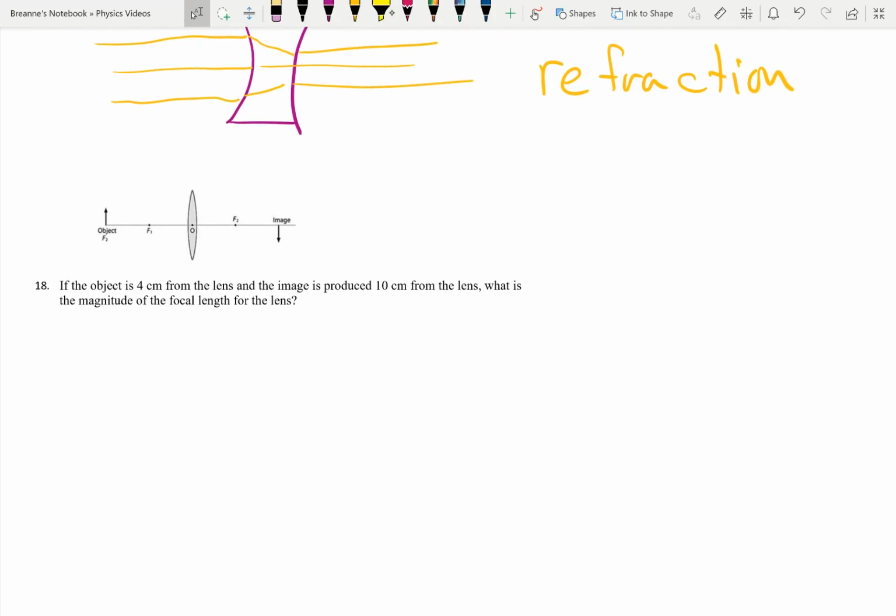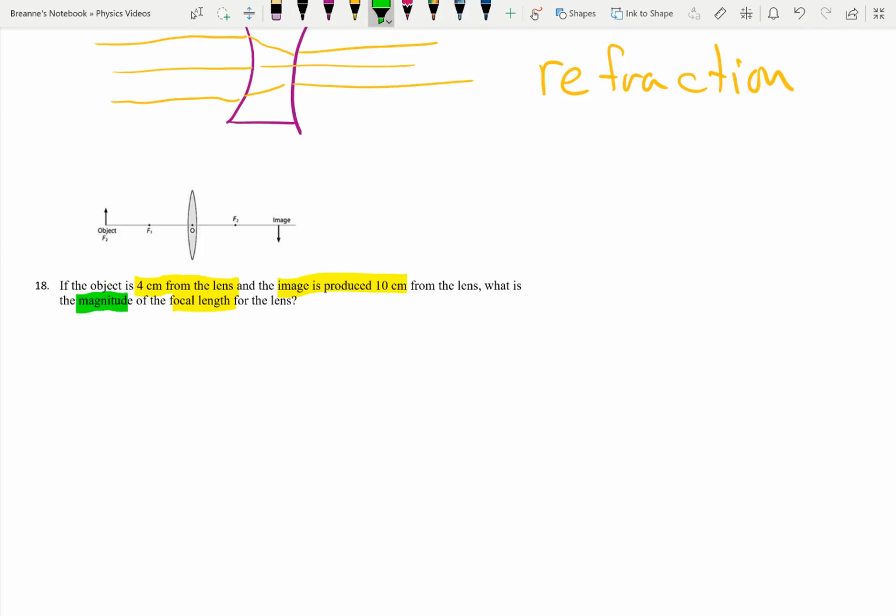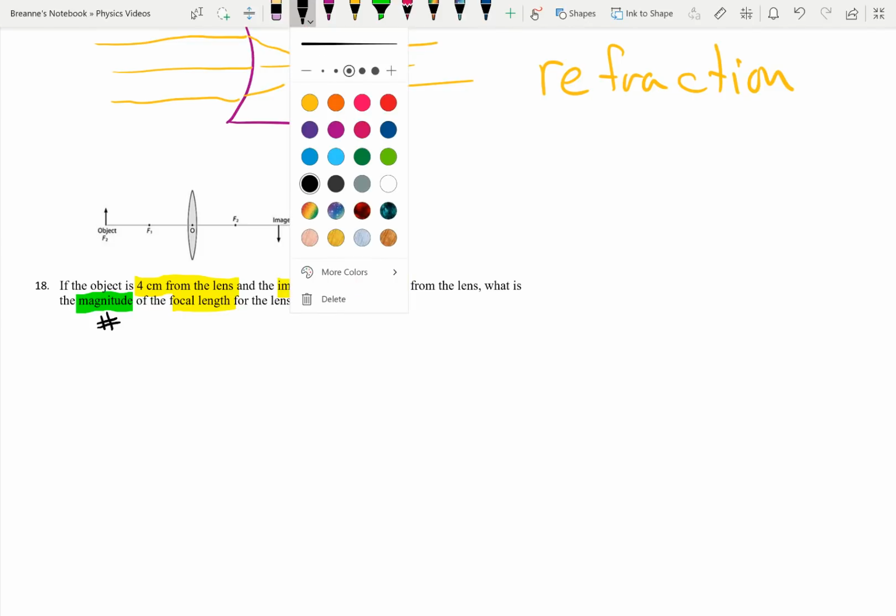18. If the object is 4 centimeters from the lens and the image produced is 10 centimeters from the lens, what is the magnitude of the focal length? Now remember, the word magnitude just means number. You're looking for the magnitude of the focal length. So magnitude just means number. Don't let that get you confused.